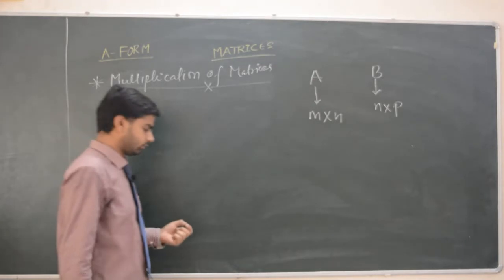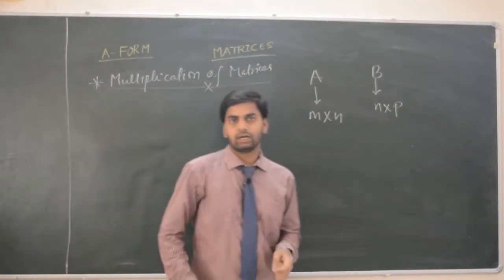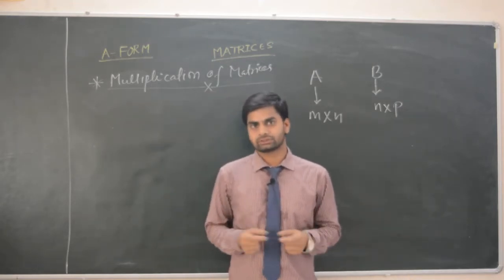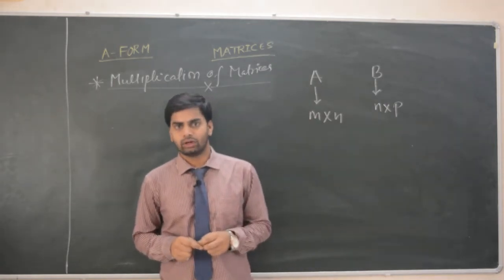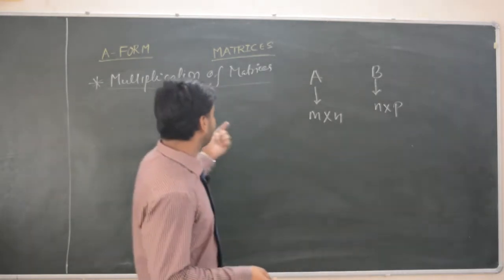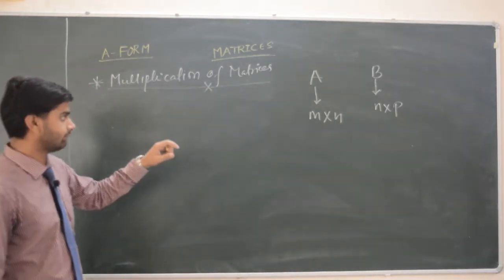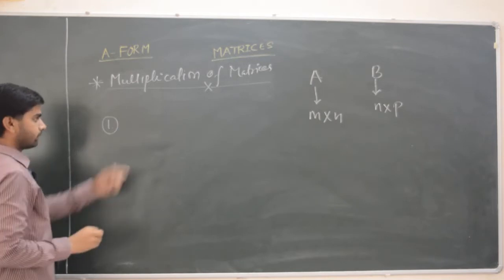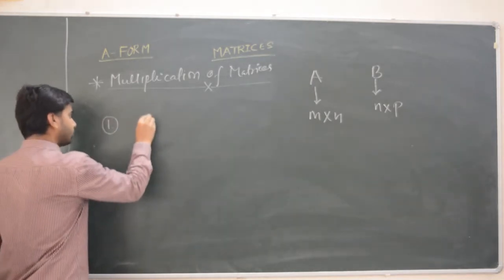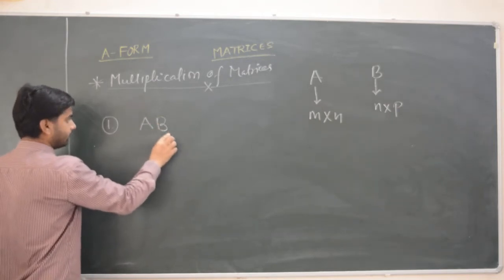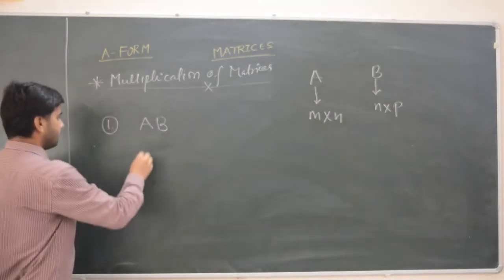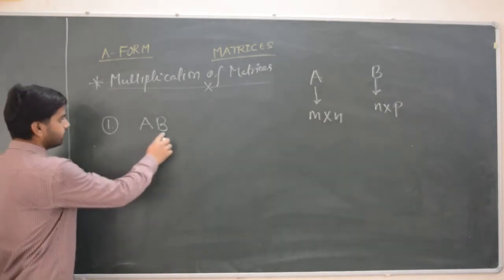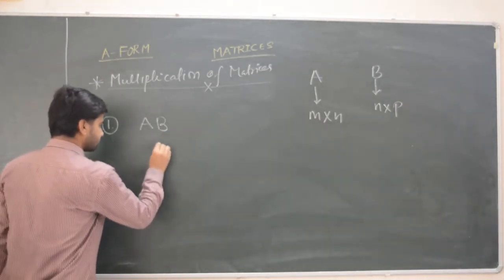What we have studied in previous classes is that addition is not always possible, and subtraction is not always possible. Only when two matrices have the same size or the same order can we add or subtract matrices. So if we want to multiply two matrices, here also we have a compatibility test. Suppose we want to get the product of A into B, first A and then B, AB. Here we have to see that the number of columns in A must be equal to the number of rows in B.